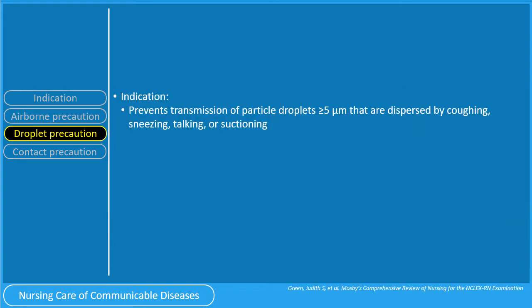Droplet precaution is often indicated to prevent transmission of particle droplets size more than or equal to 5 micrometers that are dispersed by coughing, sneezing, talking, or suctioning. Just to emphasize, droplets measuring less than 5 micrometers would involve airborne precaution, while droplets measuring more than or equal to 5 micrometers would involve droplet precaution.